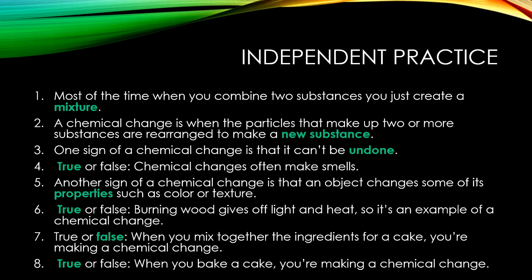Number 7, true or false, when you mix together the ingredients for a cake, you're making a chemical change. That is false. When you just mix together the ingredients, you're just creating a mixture. You haven't created a chemical change yet. And number 8, true or false, when you bake a cake, you're making a chemical change. That is true. As we've seen, there's a whole bunch of signs when you bake a cake of things happening that tell you have a chemical change going on.